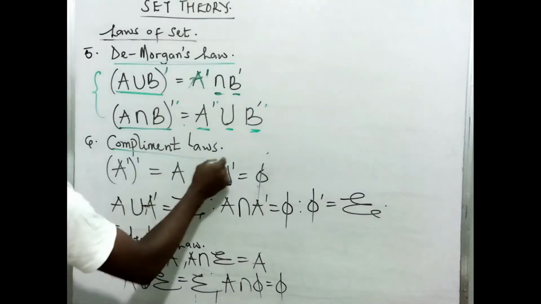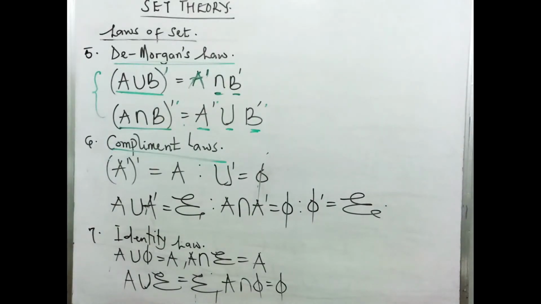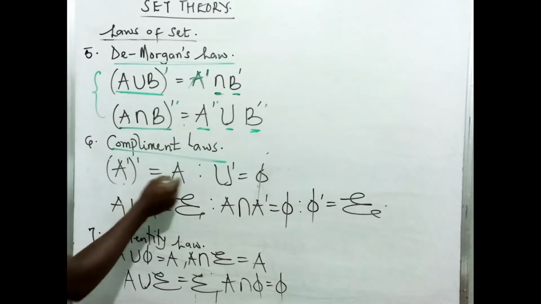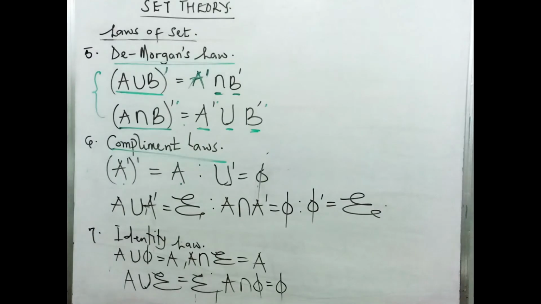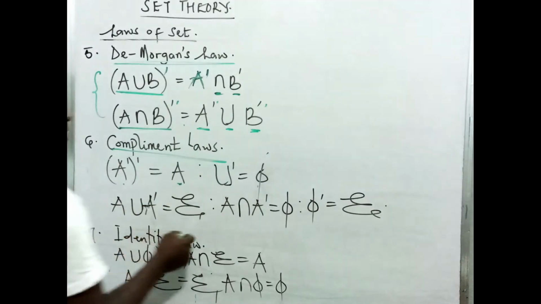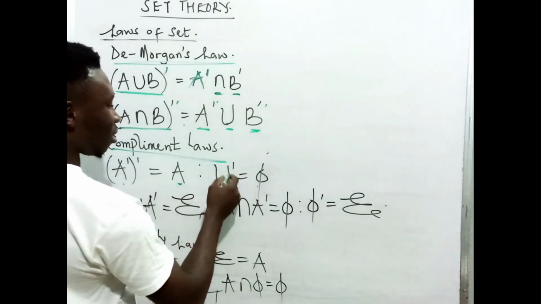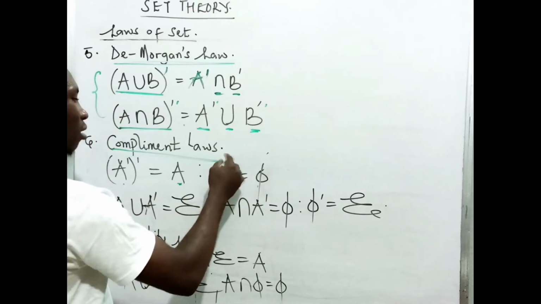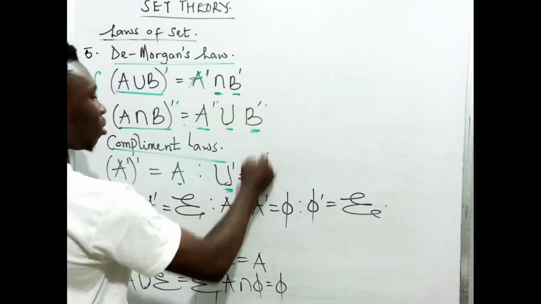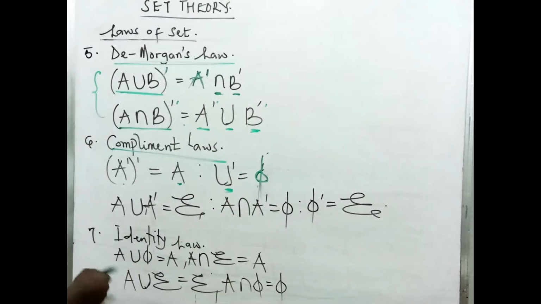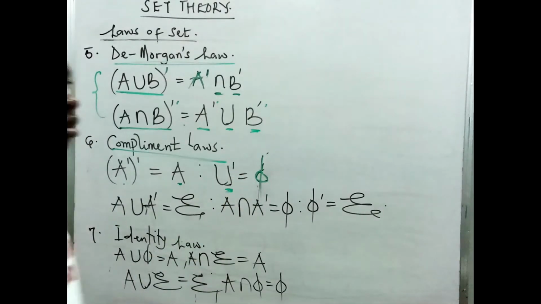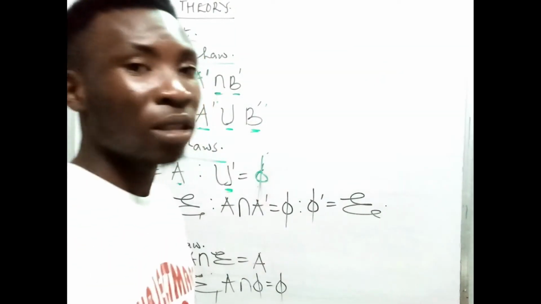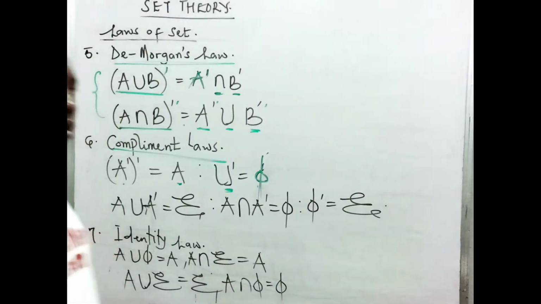So going further to what the complement law says. The complement law says the complement of A complement is going to give you A. When your complements cancel each other, it gives you your A. It also says that the universal or mother set complement is equal to the null set. So the complement of a universal set is going to give you an empty set, because the universal set is not under any particular set.